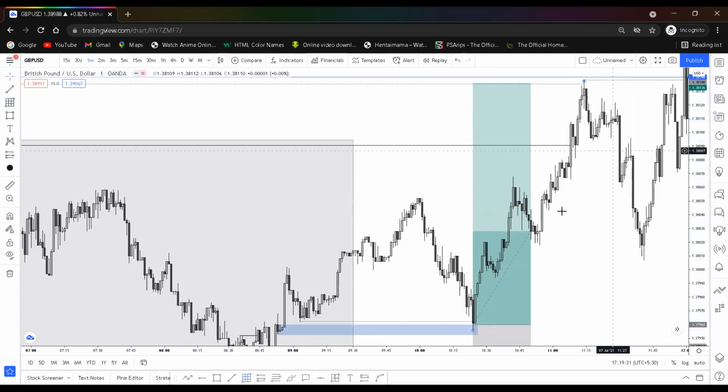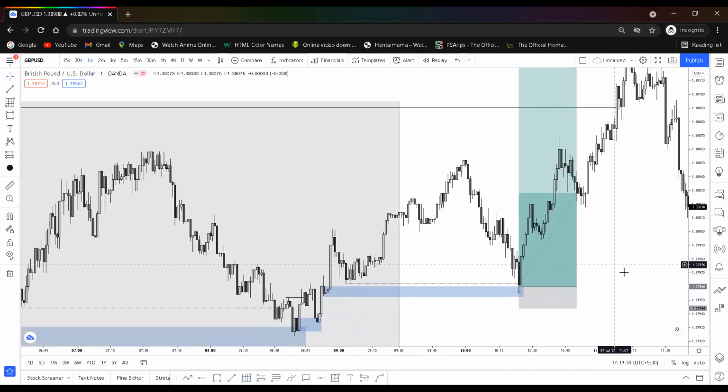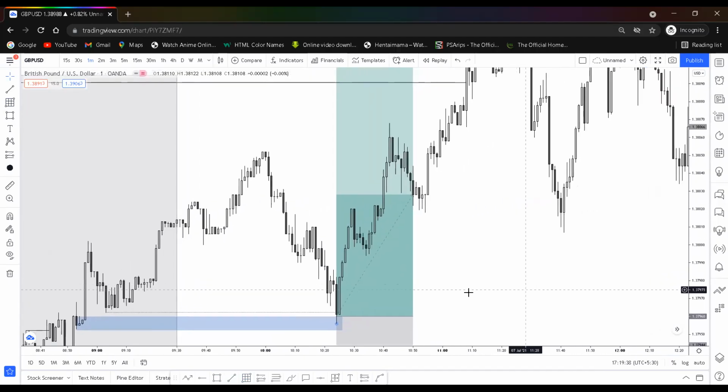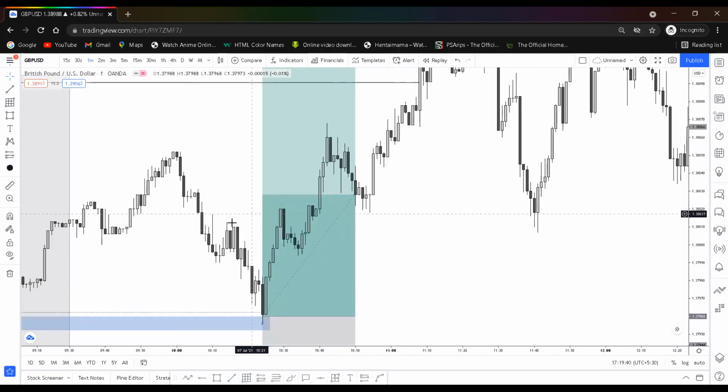Discount, premium, so anything below this, and now we look for where the liquidity is. Okay, now what did price do? It went back up, broke structure. But is this candle induced? No inducement.